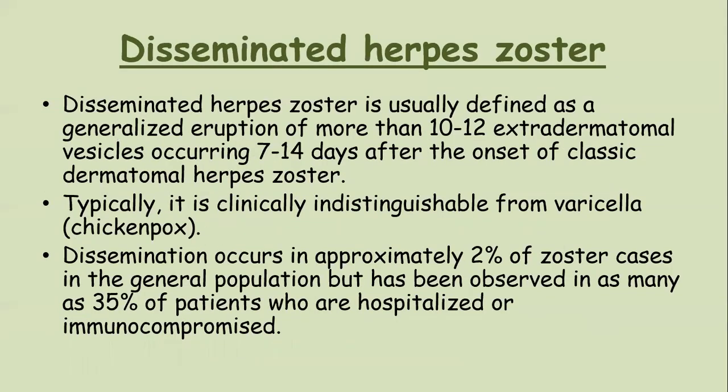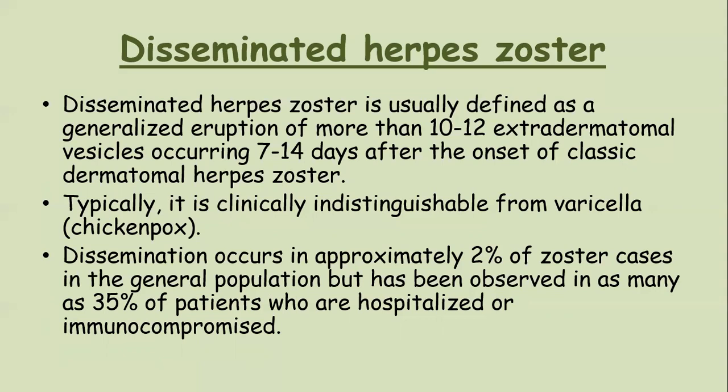Then the disseminated herpes zoster. The disseminated herpes zoster is usually defined as a generalized eruption of more than 10 to 12 extradermatomal vesicles occurring 7 to 14 days after the onset of classical dermatomal herpes zoster. So these vesicles, at least 10 to 12, will be present on different parts of the body away from the specific dermatome where the herpes zoster occurred.